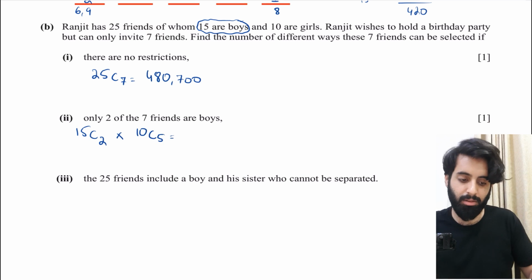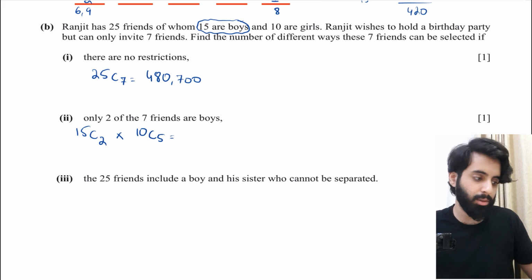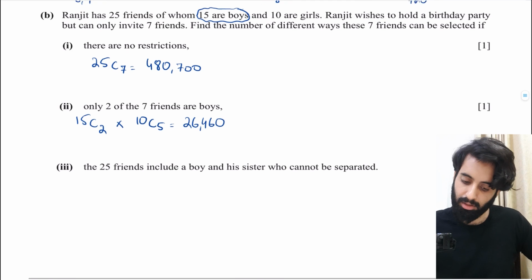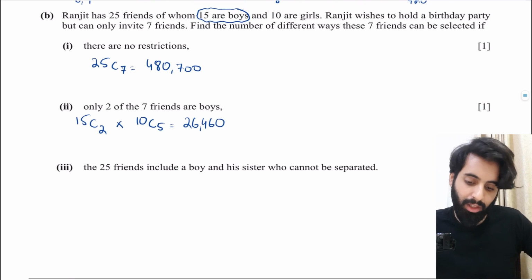So let's work this out. 15C2 times 10C5. That is equal to 26,460, which is the correct answer. The 25 friends include a boy and a sister who cannot be separated.